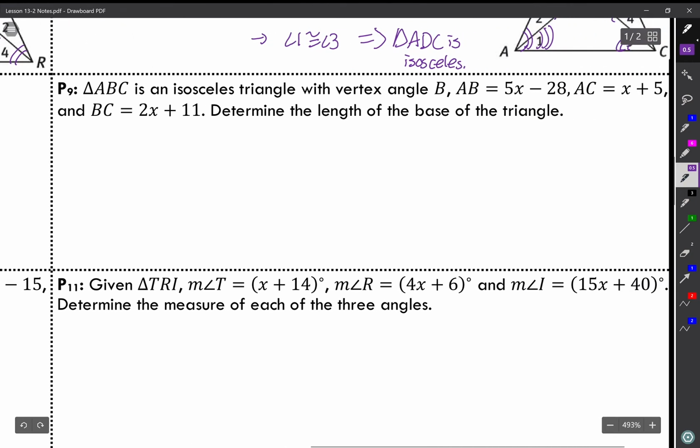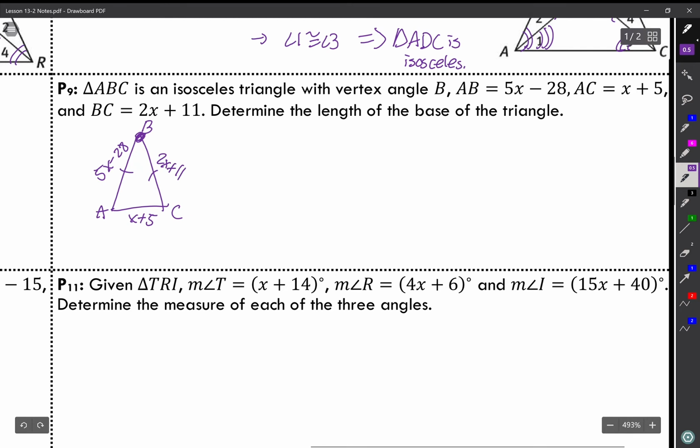Number 9. Triangle ABC is an isosceles triangle with vertex angle B. Stop here, draw your triangle. I know it's an isosceles triangle, and my vertex angle is between my two congruent sides, so it's right there. So we'll call these A and C. Okay, AB is 5x minus 28. AC is x plus 5. And then BC is 2x plus 11.